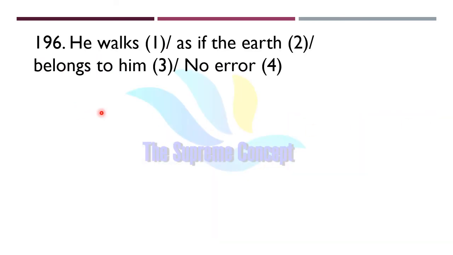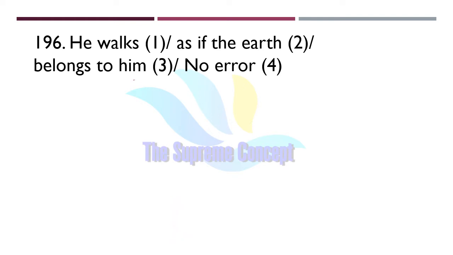Yeah, we have already covered 195 questions in our previous classes, so we will continue with question number 196. Okay, and we will continue the series up to 1200 plus questions. So this question says, he works as if the earth belongs to him. Now figure out where exactly the error lies in this question.